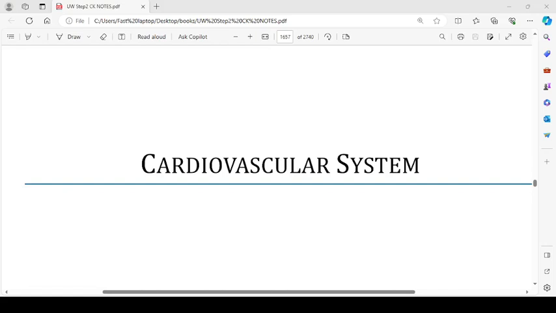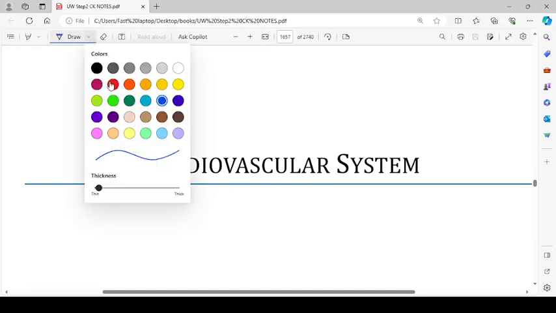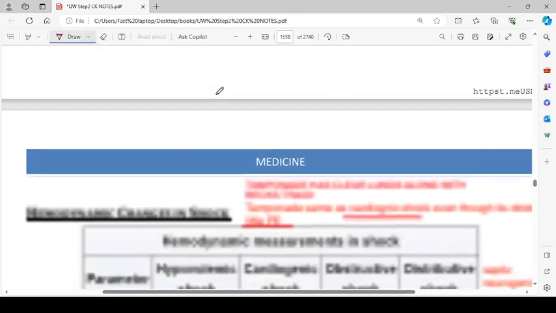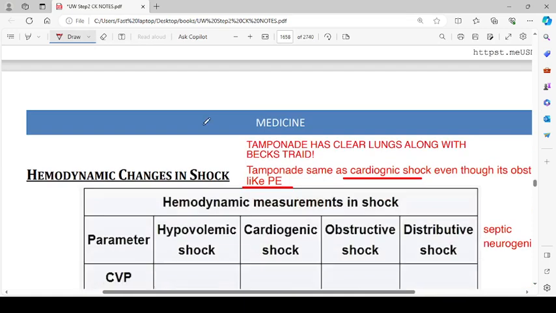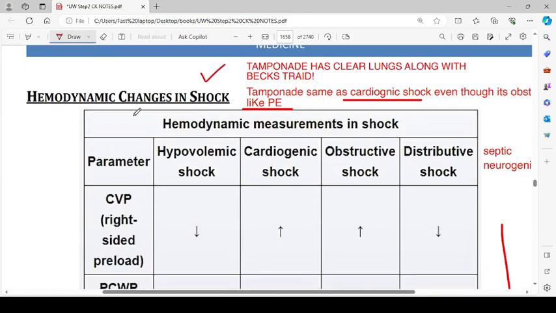Today we are going to start with the cardiovascular system from the UWorld notes. So let's get straight into it. The very first topic is hemodynamic changes in shock. These are some different types of shock like hypovolemic shock, cardiogenic shock, obstructive and distributive shock, and what are the changes? We'll see them.